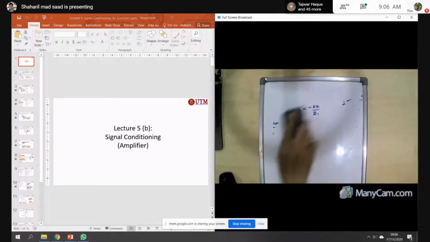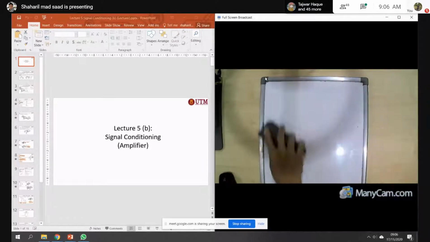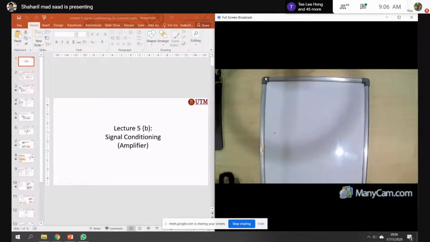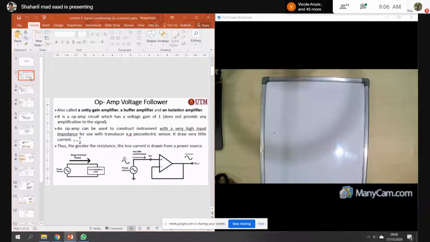Do you have any question or do you want to ask? You can raise your hand and also you can type in the chat. Okay, for today we will learn about another configuration, which is the voltage follower.